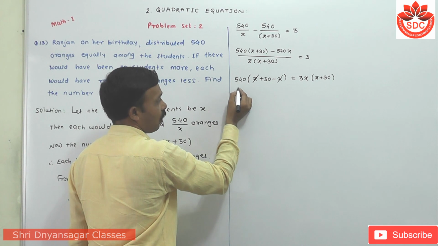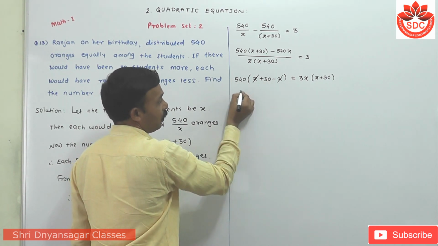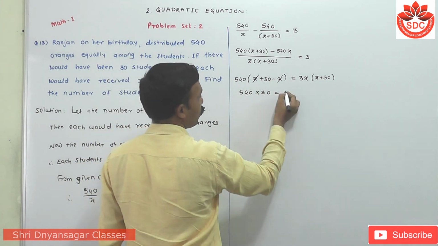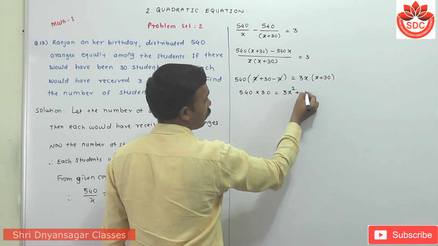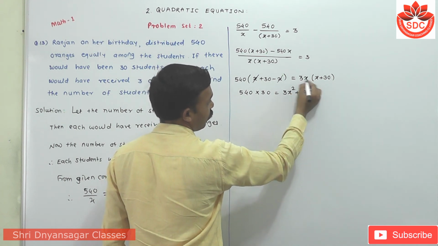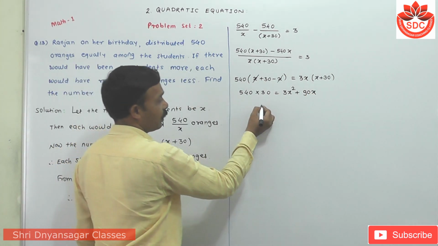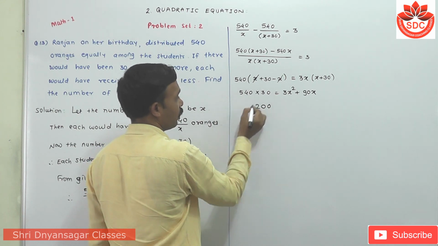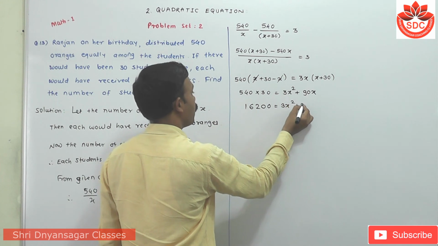Then the product of this one is 540 into 30 is equal to 3x square plus 3 3s are 9, means 90x. Then the product of this one is 20 as it is, 3 4s are 12, carry 1, 3 5s are 15 plus 1 is 16, is equal to 3x square plus 9.